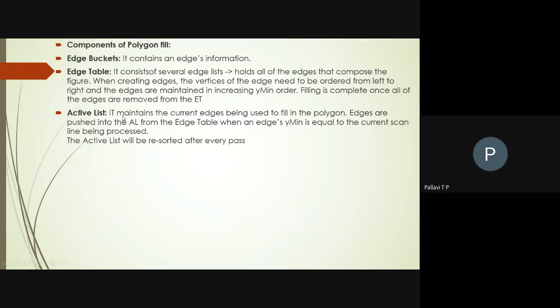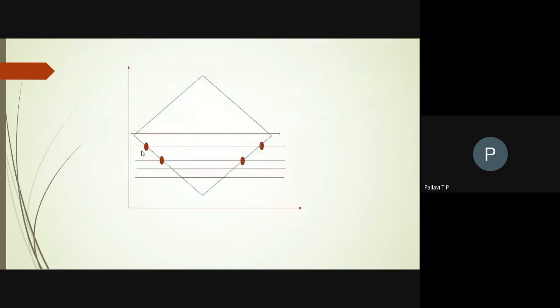You can see the active list maintains the current edges being used to fill in the color. It takes the edge list from the edge table, and the edges in the active list are used to fill the polygon. Edges are pushed into the AL from the edge table when the edge's y minimum equals the current scan line being processed. This active list will be re-sorted after every pass.